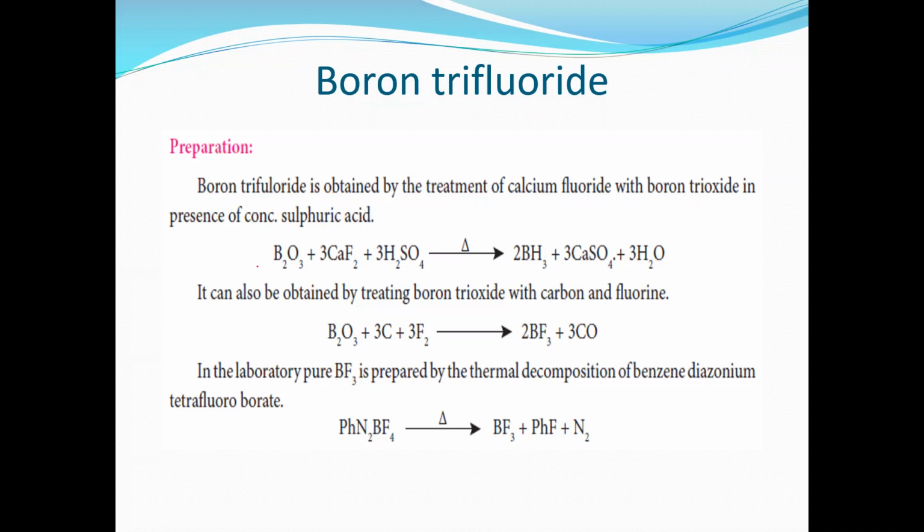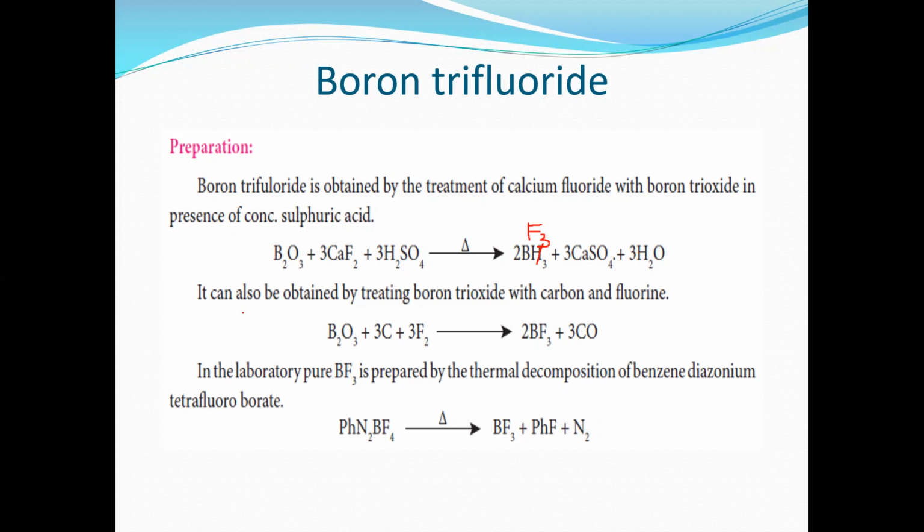So in the presence of the concentrated sulfuric acid, the boron trioxide reacts with the calcium fluoride. So in the presence of sulfuric acid, everything mixed and heated, we are getting the BF3 here, not BH3, BF3. So we are getting the BF3 and calcium sulfate and the water molecules.